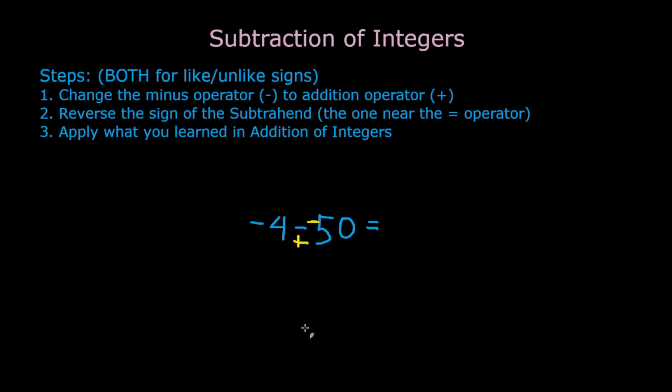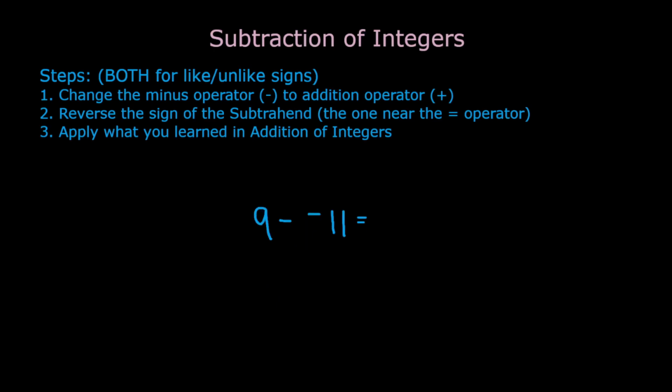Okay, and then, rewrite ulit natin. So, bring down lang natin si negative 4. And then, from minus, magiging na siyang plus. And then, yung dating positive 50, naging na siyang negative 50. And then, again, apply what you learned in addition of integers. So, addition na lang to. Negative 4 plus negative 50 is just equal to negative 54.